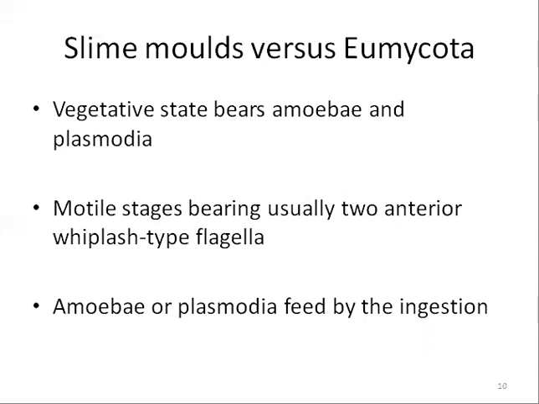Amoebae or plasmodia feed by ingestion, that is the phagocytosis of bacteria, yeast cells, or other amoebae. This is followed by intracellular digestion in vacuoles. The mode of nutrition in the slime mold is therefore fundamentally different from the extracellular digestion and absorption shown by Eumycota. So they differ from the true fungi, that is the Eumycota, and they are placed in a separate group known as the slime molds, and it is not included in the kingdom fungi.